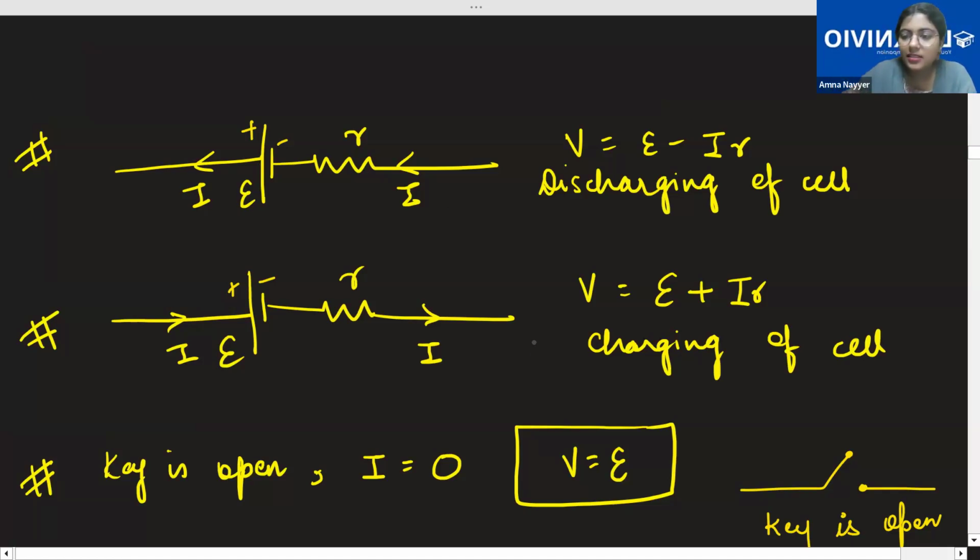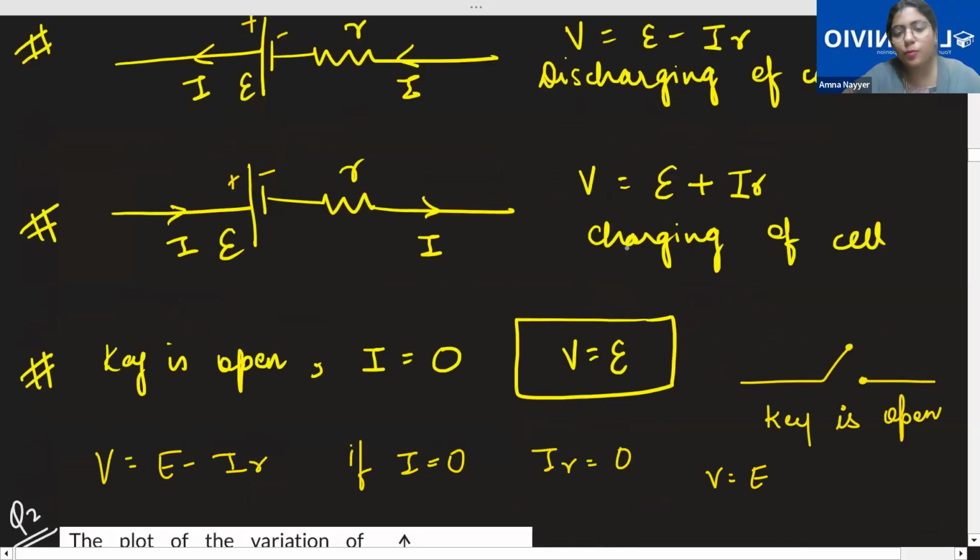So just in case you see any equation where the current is moving in the opposite direction, or it has clearly mentioned that the word charging is used, then directly use the equation V is equal to E plus IR. Don't use E minus IR in that case. This is for discharging and plus one is for the charging. Now if key is open, I is equal to 0, V is equal to 0.